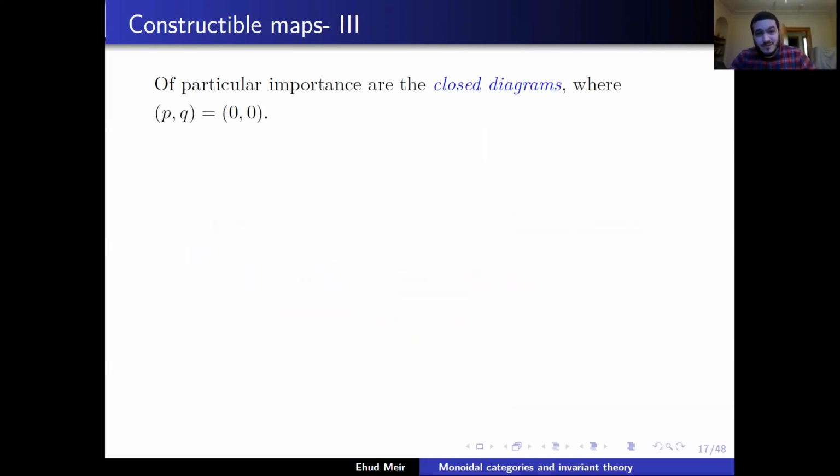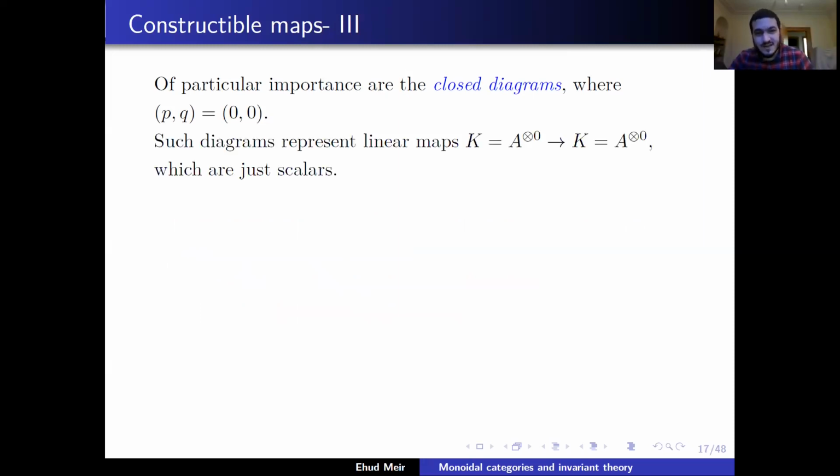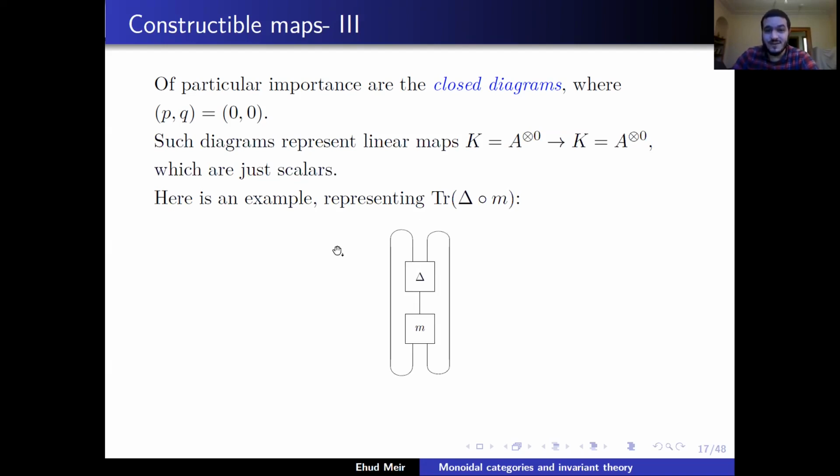And of particular importance, we have closed diagrams where P and Q are equal to 0, 0. In other words, we have no free strings. They are all closed and all connected to one another. And such diagrams represent linear maps from A tensor 0 to A tensor 0, from K to K, and these are just scalars. So here's one example representing the trace of the composition of delta with M.